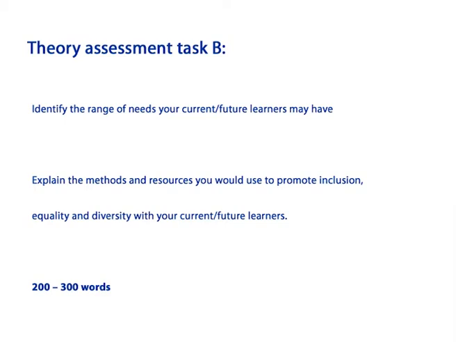During your answer, if you wish, you can include referral points to other practitioners and learning support. As you identify the range of learner needs and explain the methods and resources you would use to promote inclusion, you should write between 200 and 300 words.